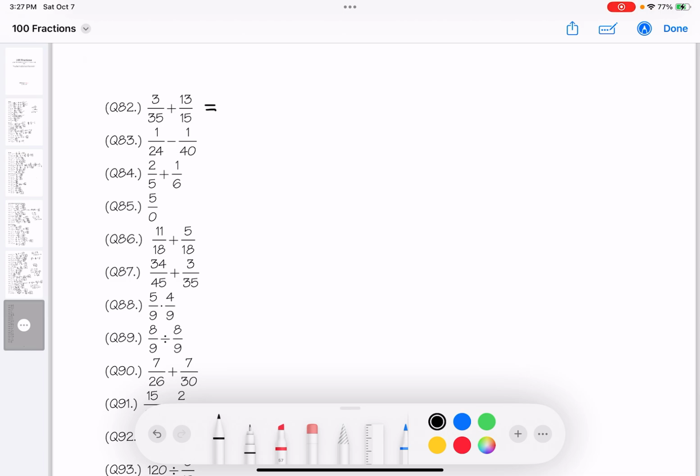Again, common denominator, let's put this down for you. 35 and 15. Let me write it down for you. 35, that's going to be 5 times 7. And 15 is 5 times 3. What's the LCD? Well, I need a 5, I need a 3, I need a 7. And what's that going to give you? Well, 5 times 3 is 15, and 15 times 7 is going to be 70 and 21. So it's 91.